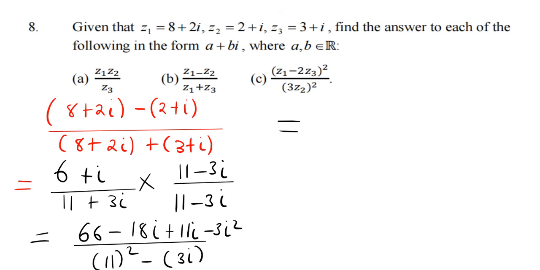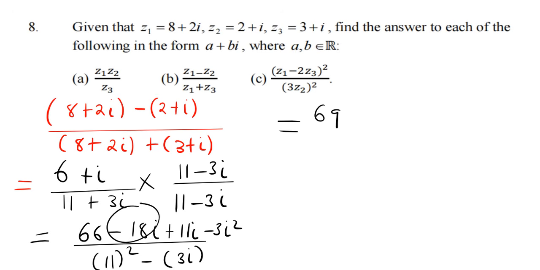So we've got negative 3i squared. i squared is negative 1. So that negative 1 multiplied by negative 3, we're going to have positive 3. So we're going to have 66 plus that 3. We're going to have 69.